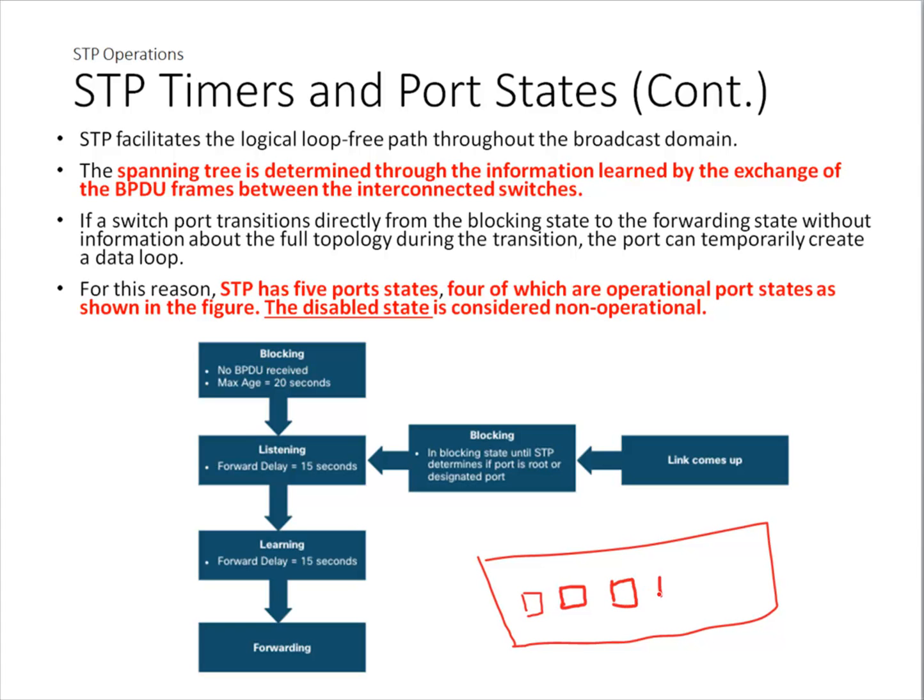Now for each port we can have different states. Totally there are 5 different states available. The first state is the blocking state, the second is the listening state, the third is the learning state, the fourth is the forwarding state, and the fifth is the disabled state. These are the 5 different states available.